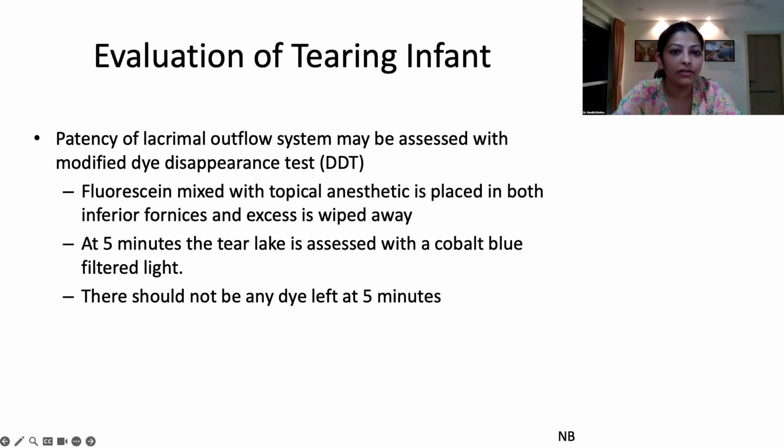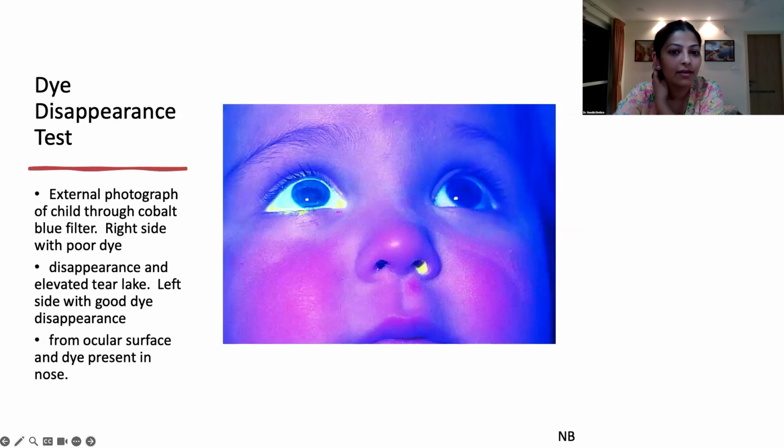So when we evaluate, the most important step is that in a kid, we cannot do a syringing. So how do you know whether it is because of an obstruction? You do something called the fluorescein dye disappearance test, right? So go to the next slide, please. You put about 1 drop of fluorescein-stained saline in the inferior fornix and just leave it there. You always put it in both the eyes. You wait for about 5 minutes.